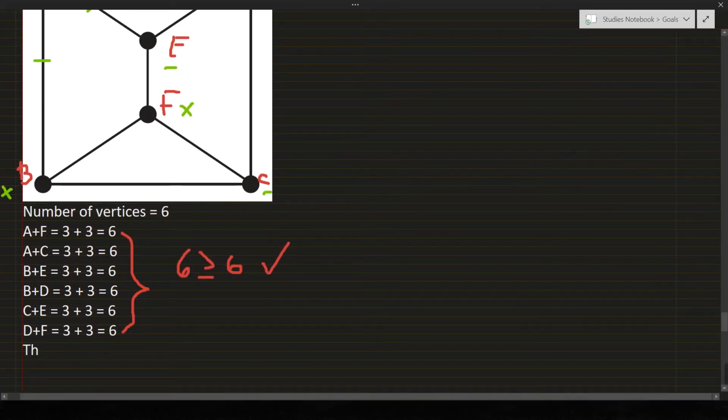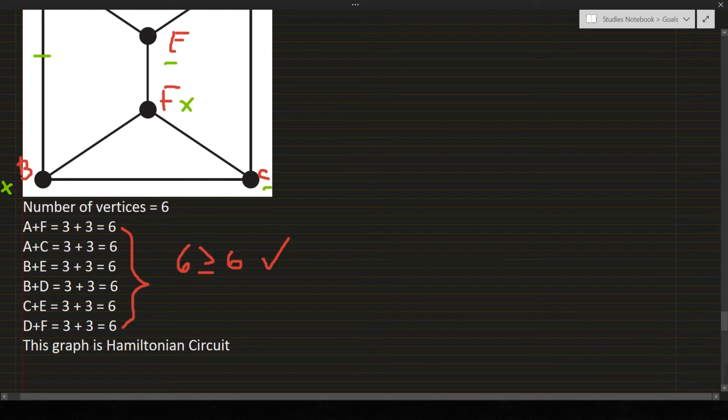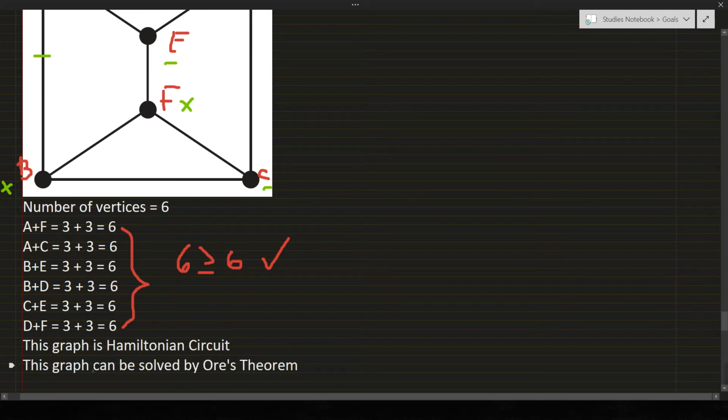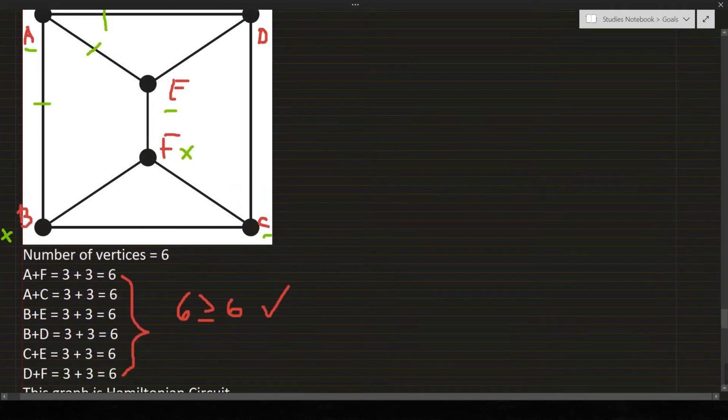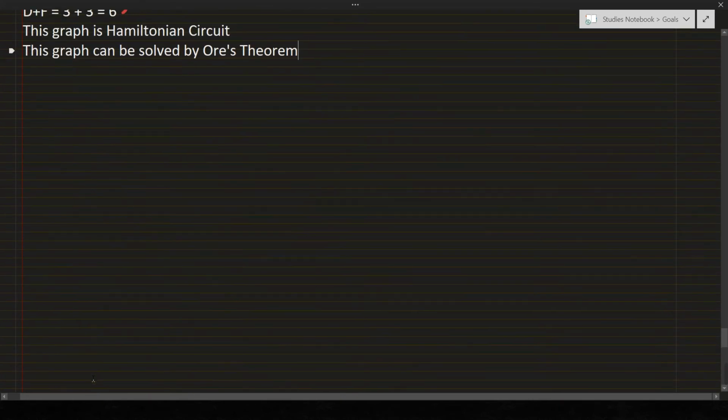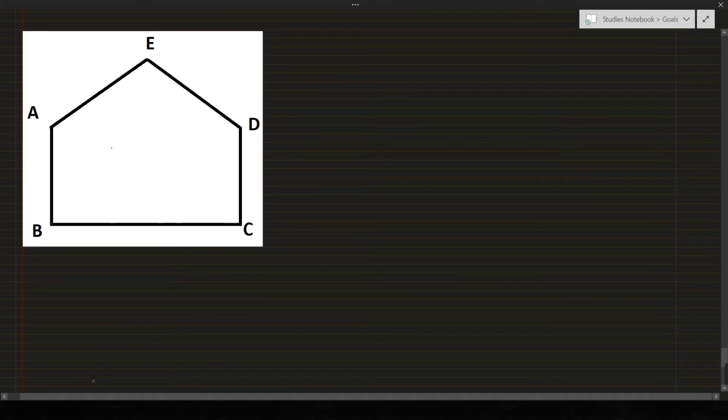So it means this graph is a Hamiltonian circuit. And also this graph can be solved by Ore's theorem. How about if the graph is not applicable to Ore's theorem, will it still be a Hamiltonian circuit? So that's the second example.